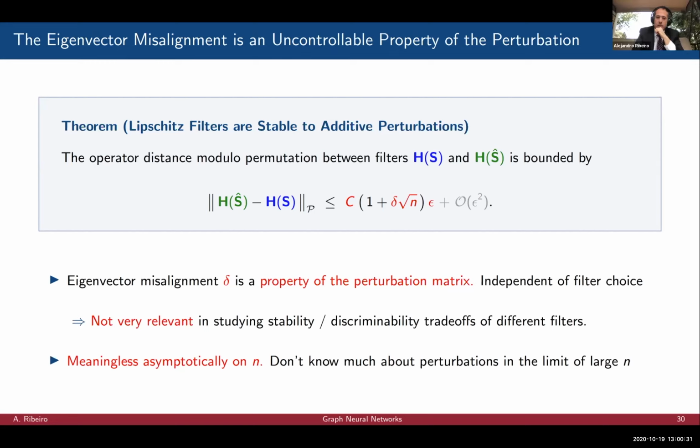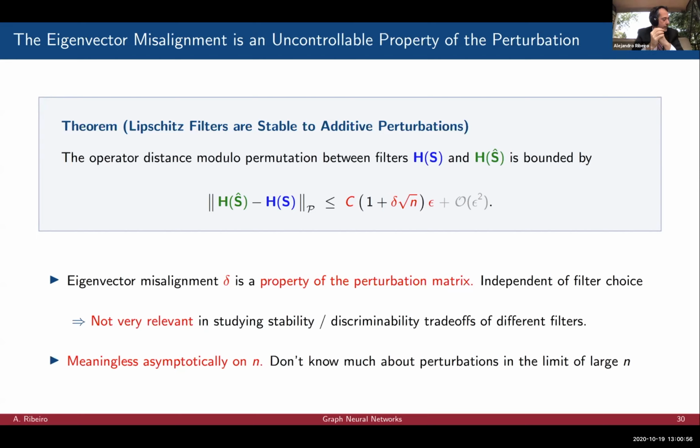Yes. So the Lipschitz constant C, right? So remember, it is like a bound on the derivative of the filter, but the filter is a polynomial. Therefore, the derivative is also a polynomial. So you just need to require that polynomial to be bounded for a range of lambdas. Yeah, it's not difficult to impose.